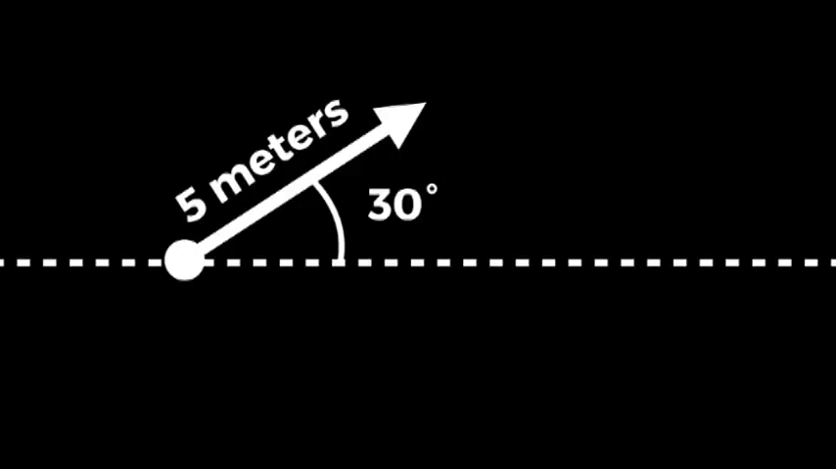So let's get started. In our scalars and vectors video, we said that a vector is a mathematical construct with both a magnitude and a direction. Now suppose we had a vector with a magnitude of 5 meters and a direction of 30 degrees above the horizontal. This is an example of a vector with both magnitude and direction.